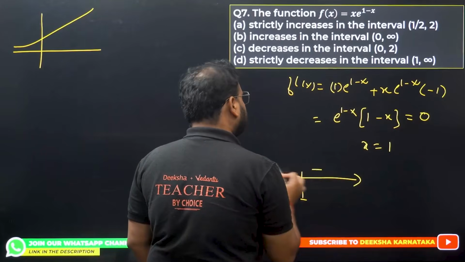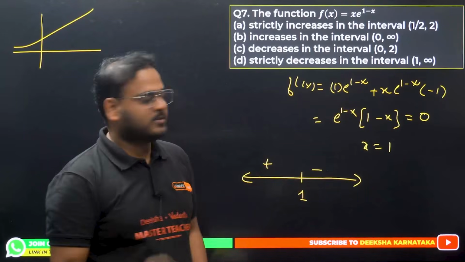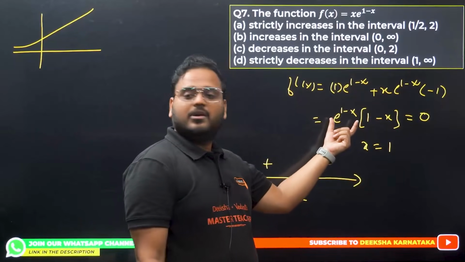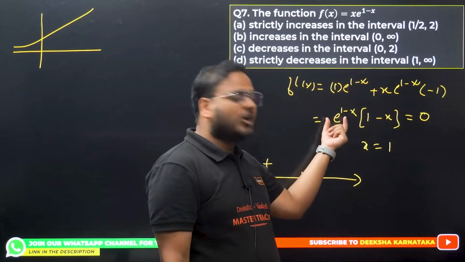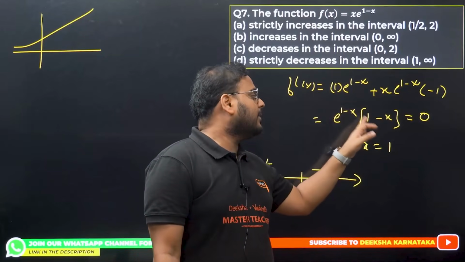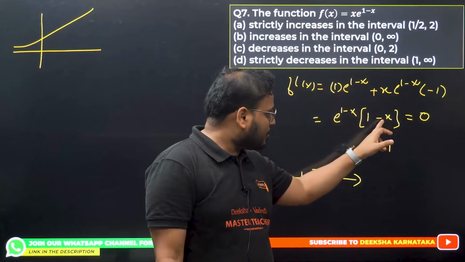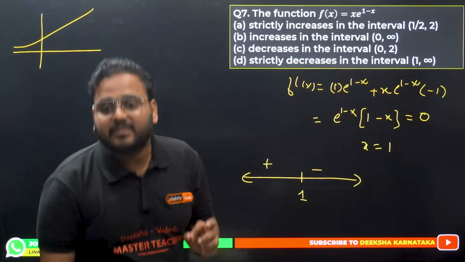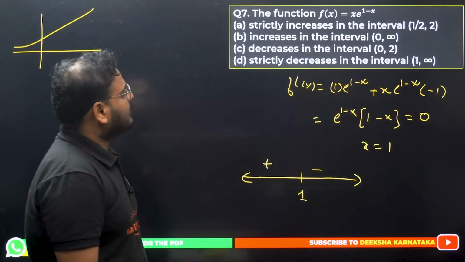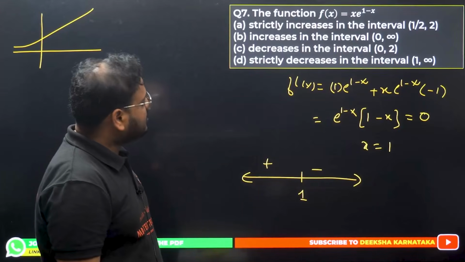But this will be negative and this will be positive. How come, sir? Because the coefficient of x is minus 1. What about the exponential part? Don't worry about it, because it is going to be a non-zero value. Only this part you check. It becomes 1 minus x, right? So the x coefficient is negative in nature. That's why you start from the minus sign on the right hand side and then go to the plus sign. So please check intervals.